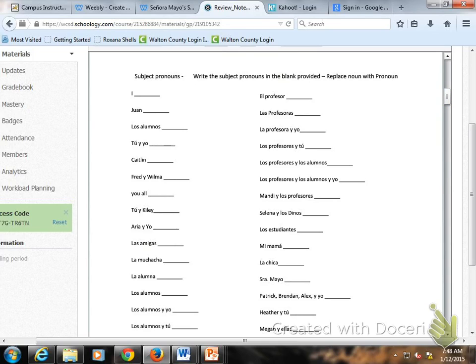So on these, I want you to go through and tell me, is there any replacement for I? I is I and always will be I. So I in Spanish is yo. But if we were saying Juan in a sentence, what would we replace Juan with? Which subject pronoun? Él. Él with an accent. And make sure that accent's clearly there. Okay. If we have los alumnos as a subject and then we want to replace it with a subject pronoun, it would be ellos. Good.